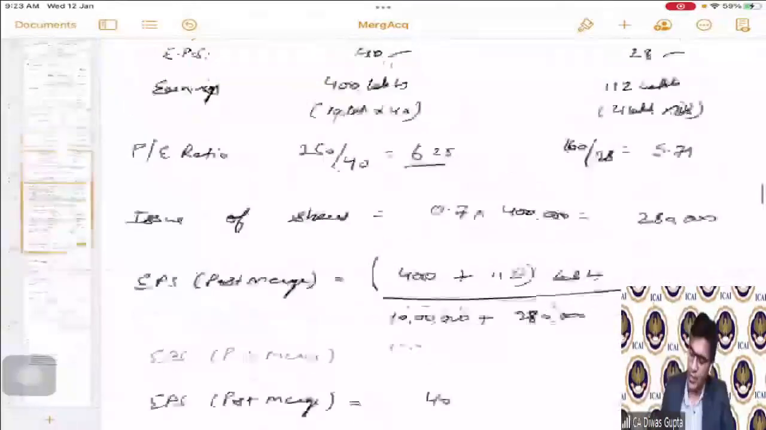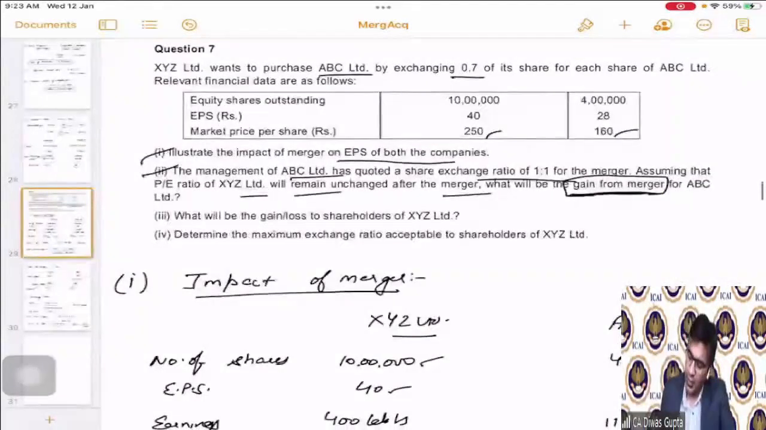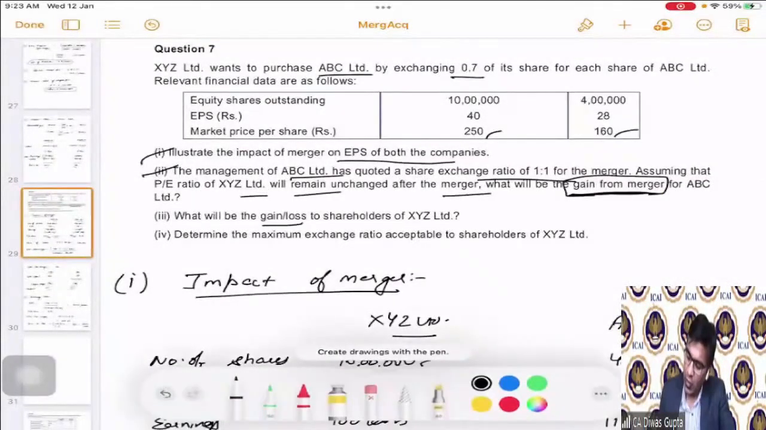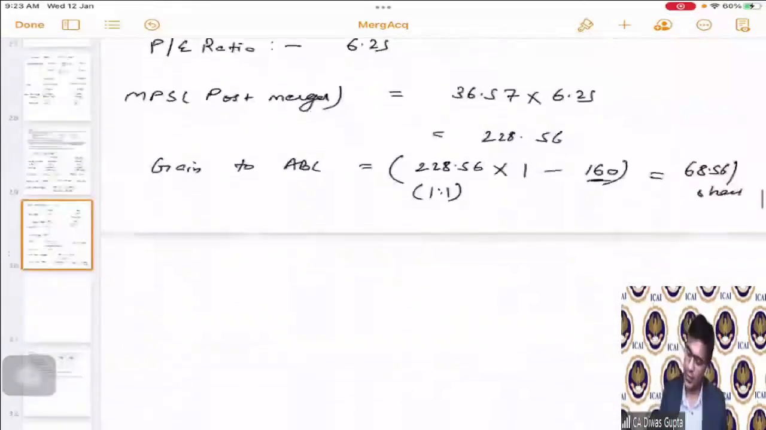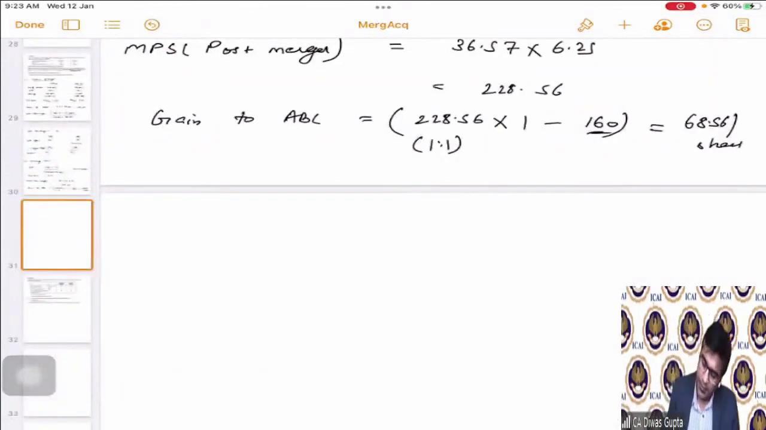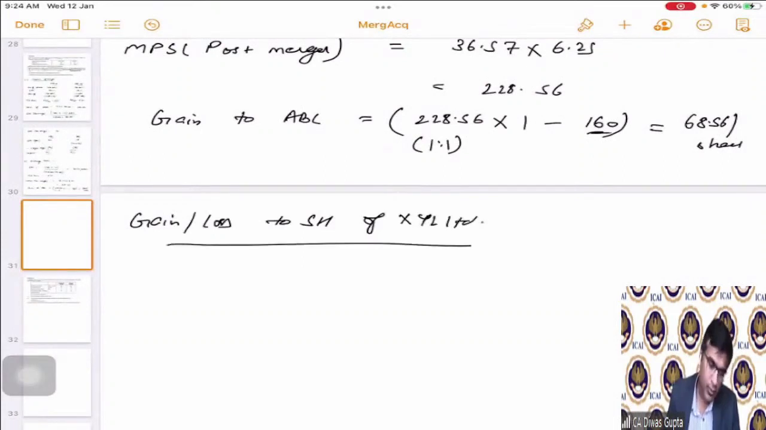Okay. Now let us see the next part. What will be the gain or loss to the shareholders of X Limited? Now they are saying to calculate the gain or loss from the point of view of X Limited. That also we can calculate. Gain or loss to shareholders of XYZ Limited. So the market price of the merged entity is how much?